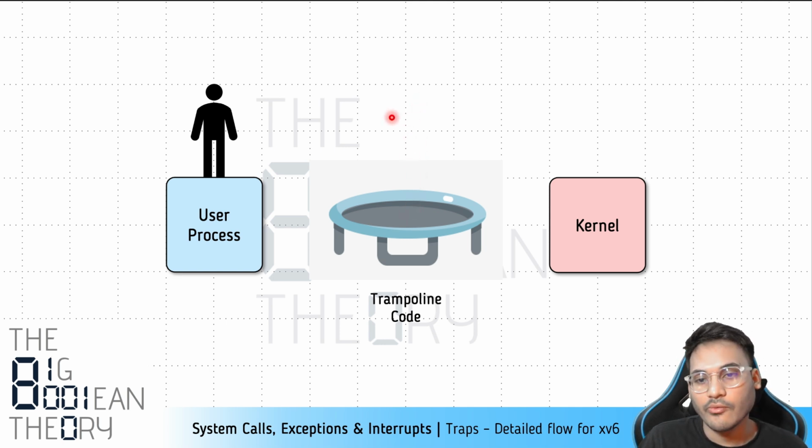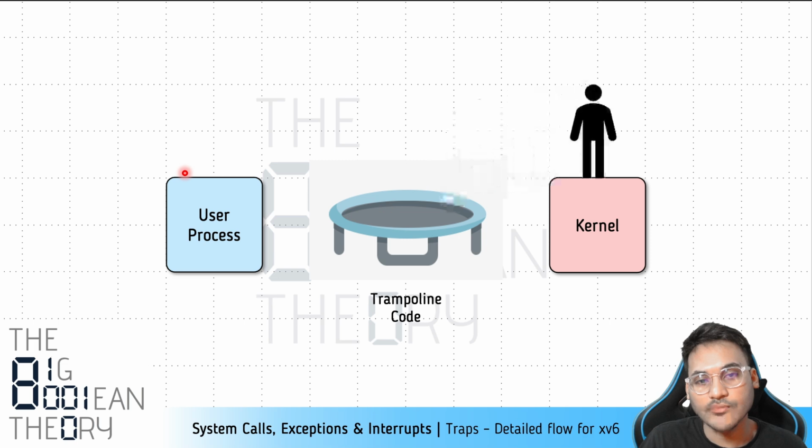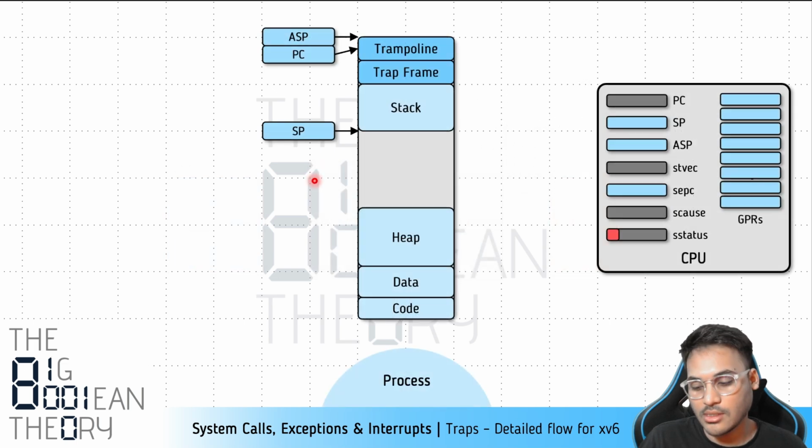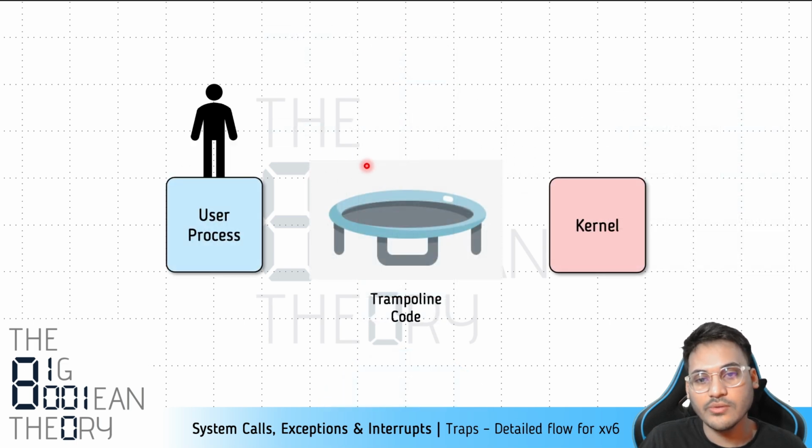And what will happen here is that after we execute the trampoline code, the control of execution jumps from the user process to the kernel. Let me repeat this animation for you. And you can see the control is jumping from the user process to the kernel.